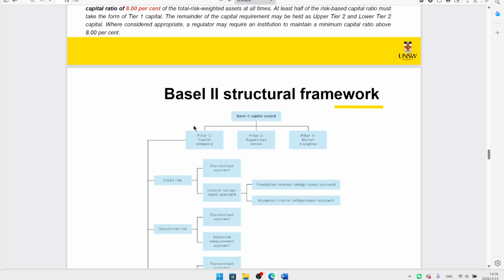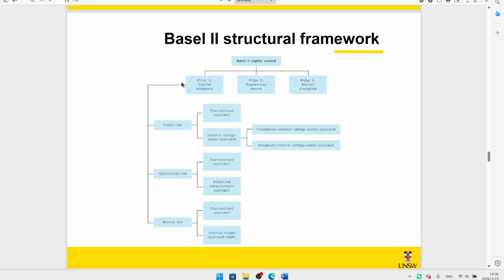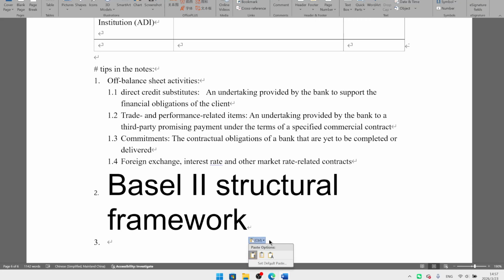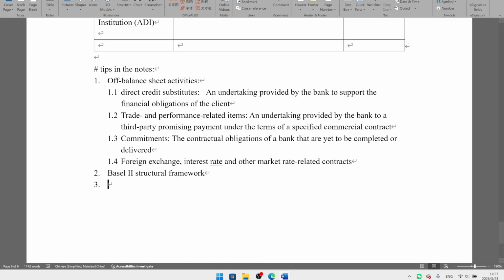Basel II structure framework. Follow the formatting here. 2.1.